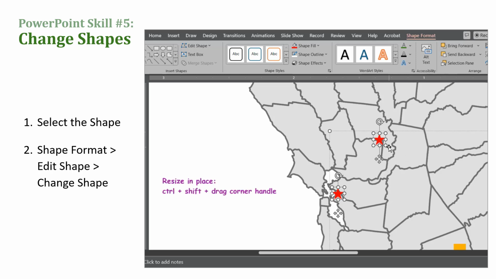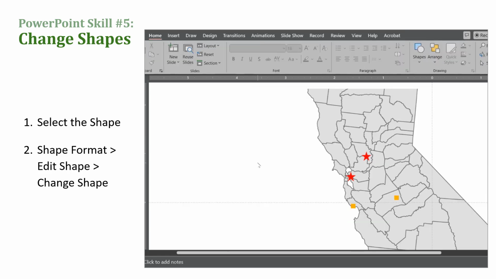Another way that you can resize shapes in place is to grab the corner handle and then hold down Control and Shift as you're resizing them, and they'll stay in place. And basically, we've now changed some of the points into another symbol.